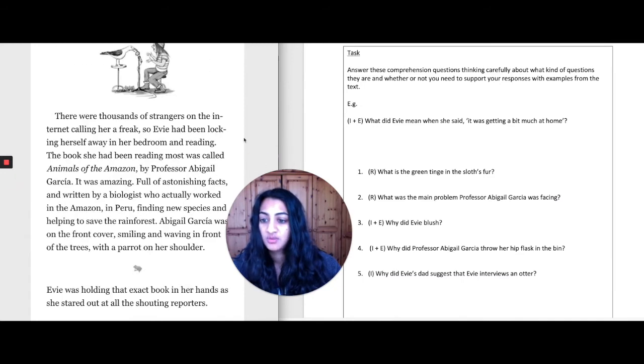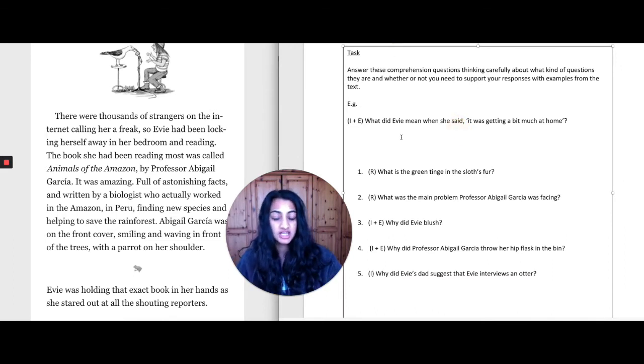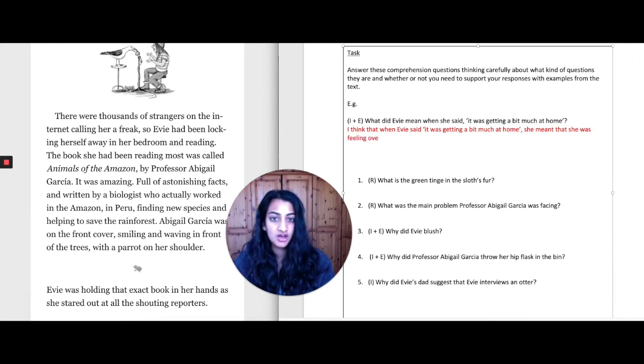So, when she's saying it was getting a bit much at home, I can make the guess, based on this evidence from the text, that Evie was feeling overwhelmed by all the paparazzi and photographers and journalists who were chasing her, and by all the people on the internet being mean to her. So, I think that, remember we always start inference answers with "I think that." When Evie said it was getting a bit much at home, she meant that she was feeling overwhelmed, and this is my empathy kicking in to help me explain how she's feeling, because of all the attention she was getting from being famous.